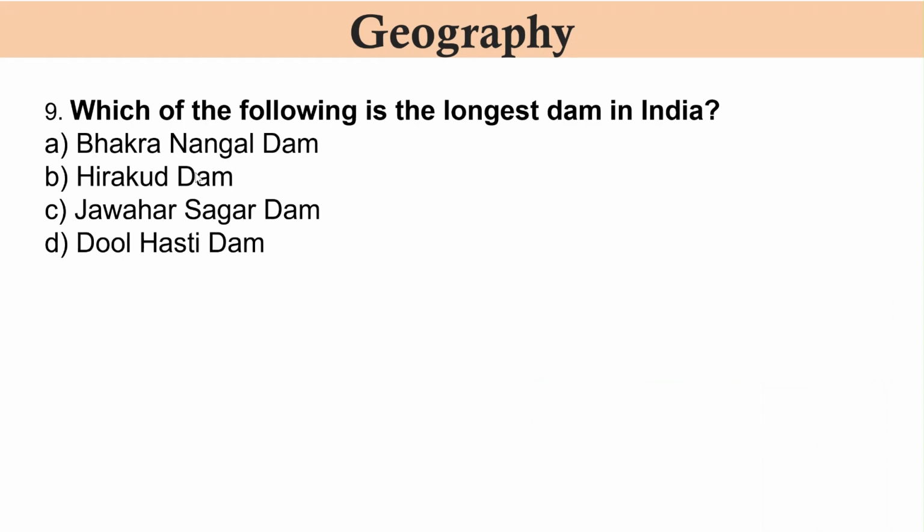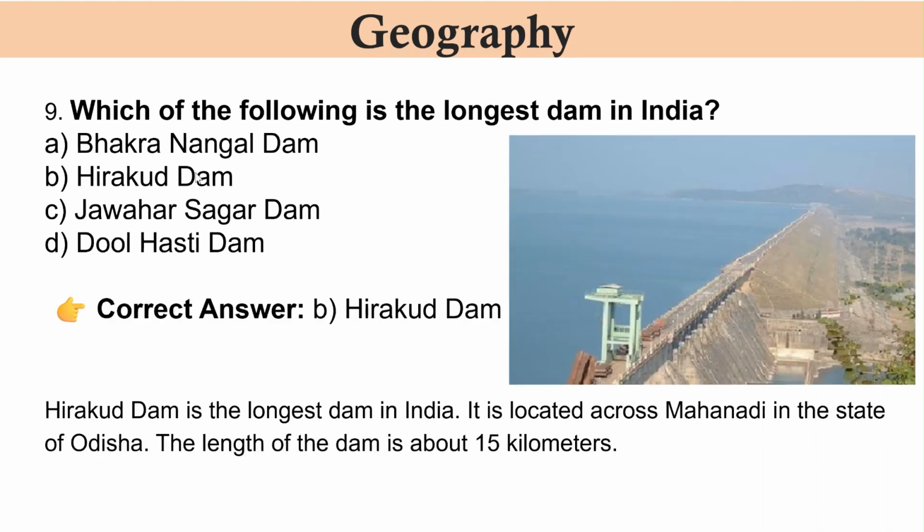Last question is, which of the following is the longest dam in India? A. Bhakra Nangal Dam. B. Hirakud Dam. C. Jawahar Sagar Dam. D. Dulhasti Dam. The correct answer is B. Hirakud Dam. Hirakud Dam is the longest dam in India. It is located across Mahanadi in the state of Odisha. The length of the dam is about 15 kilometers.